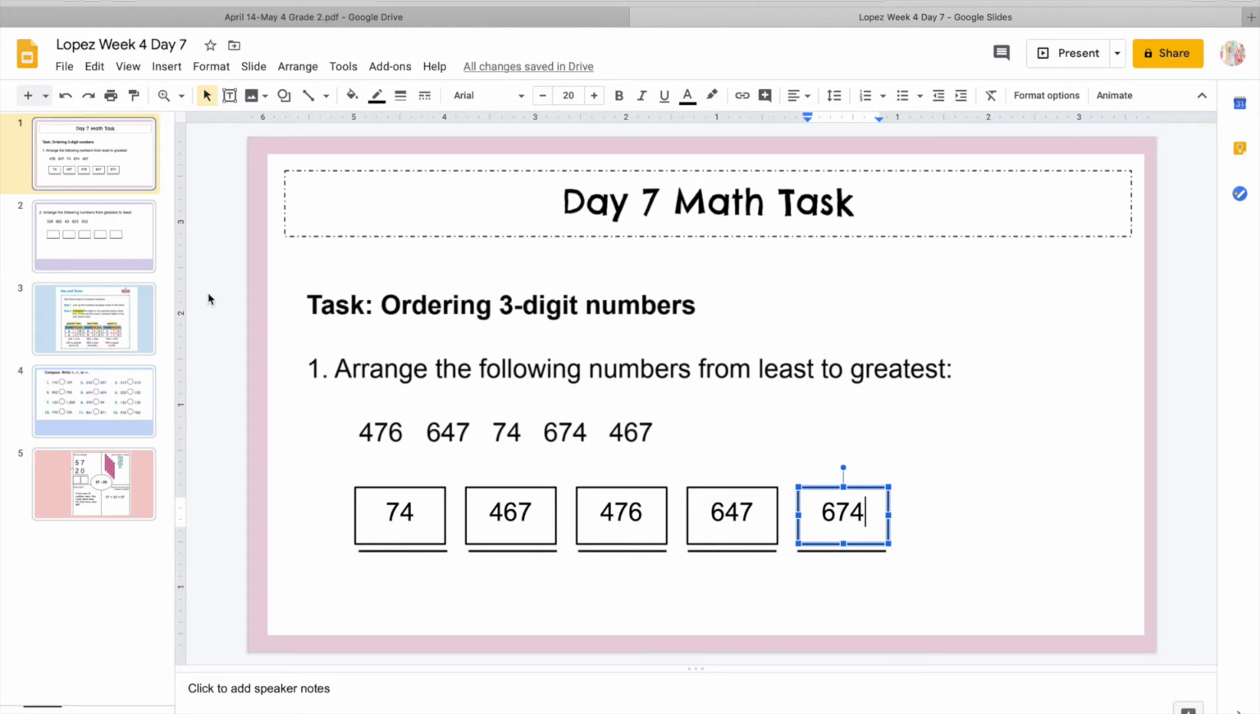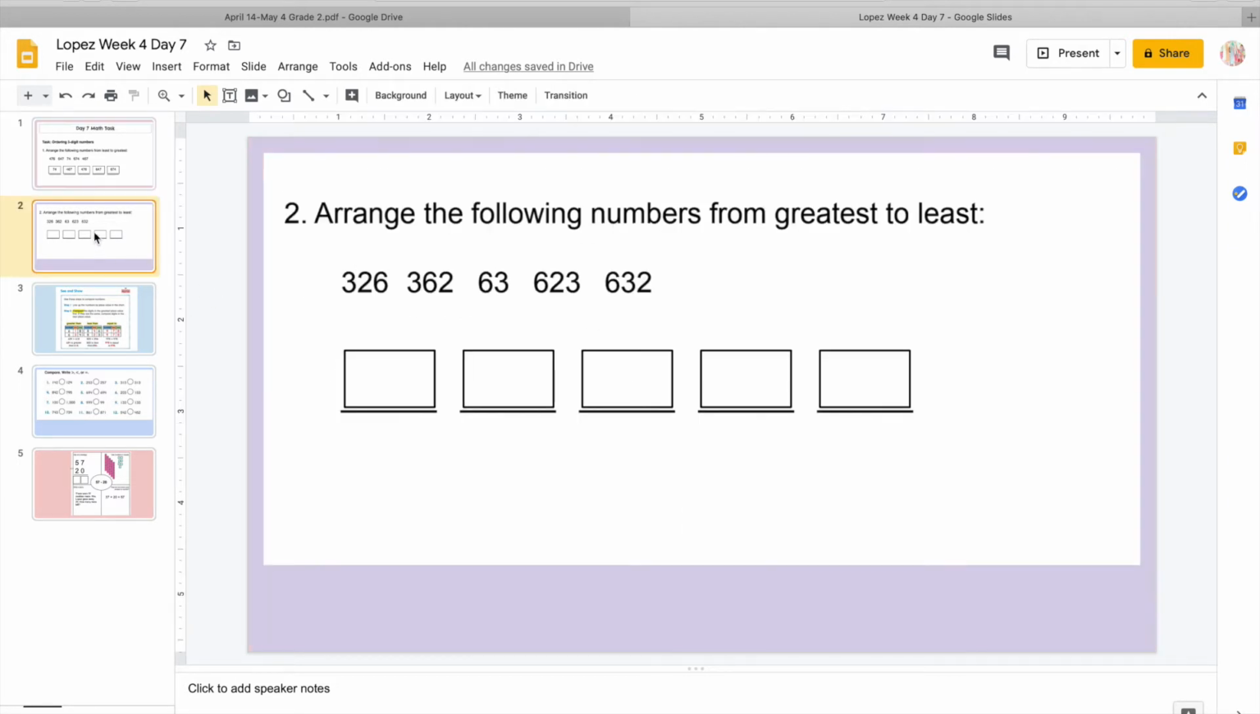Okay. Moving on to number 2. Now they want us to arrange the following numbers from greatest to least. So now we're going to start with the biggest number and work our way backwards to the smallest number. Basically the same thing we did in number 1, just in reverse. We're looking for the greatest value, and here we know it's not going to be 63 because there is not a hundreds column there, so that's going to be our least.